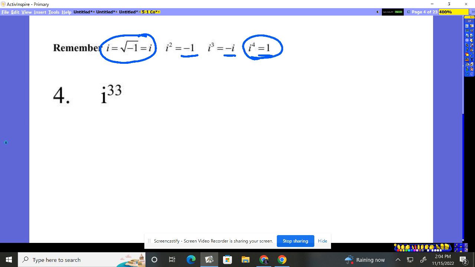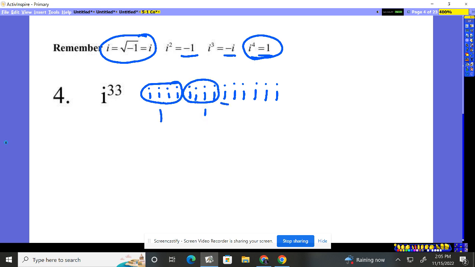We're trying to see how many of these i to the fourths we have that'll just cancel out and be worth the number 1. So if I sat here and wrote out 33 of these i's, now do I really want to do that? Sort of fun, but no. Every 4 that I have is worth 1. These 4 worth 1, these 4 worth 1, and I can continue it and see how many i's I have left over.